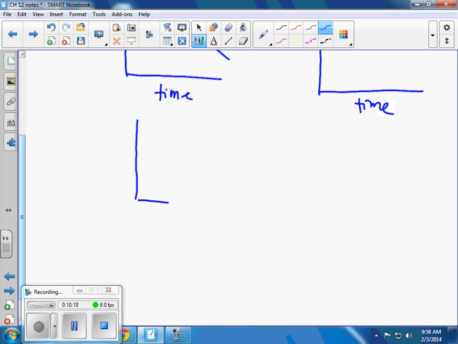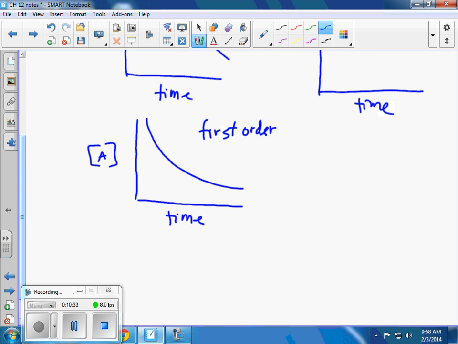Okay, so the second one is we are going to take our concentration over time again. And if I have a first order reaction, it's going to look like this. Okay? Make sure all the other jets are off. So this is going to be a first order. In a first order, our rate is equal to our constant k times the concentration. And this is radioactive decay.